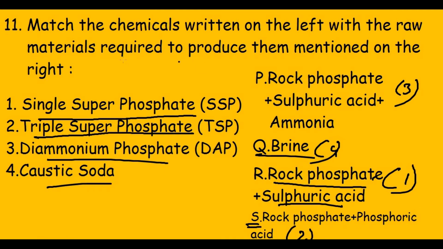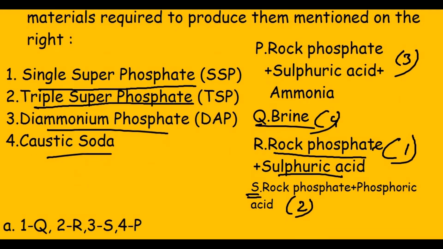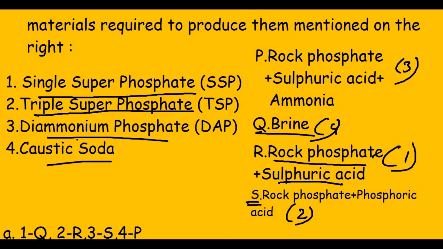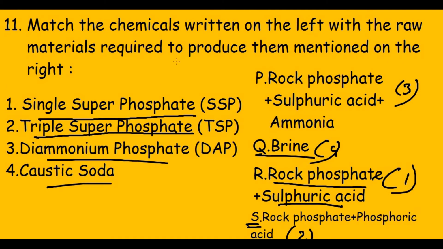So again I will say that instead of making notes from the Dryden book, it's better to study the previous year questions and make notes from the questions itself. By solving this particular question, you now know that single superphosphate is rock phosphate plus sulfuric acid. Triple superphosphate is rock phosphate plus phosphoric acid. Diammonium phosphate is rock phosphate, sulfuric acid, ammonia, and caustic soda is brine. Like this you can make notes from each and every question which has been already asked before, and by studying them you are easily able to solve the questions which are asked. So now let's move on to the next question.